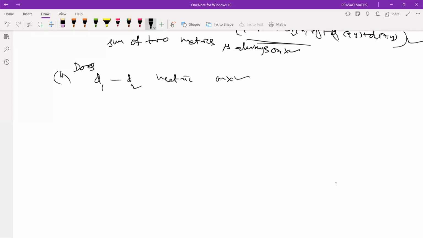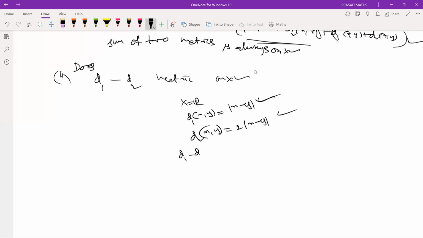Put it in the chat box. Is the difference of 2 metrics a metric? Does it mean the difference of 2 metrics is a metric? The answer, no. The same idea. Suppose I'm going to take X equals R. D1 of x comma y is equal to mod of x minus y. D2 of x comma y is equal to 2 into mod of x minus y. Both are metrics. I already told you k into mod of x minus y is always a metric. This is also a metric, the usual metric.